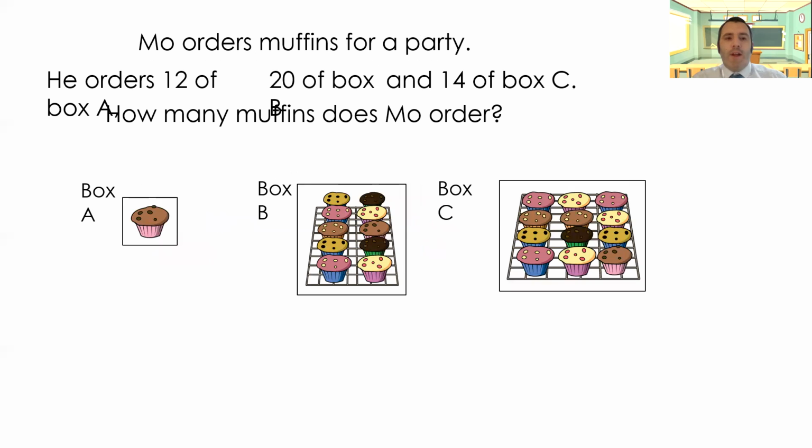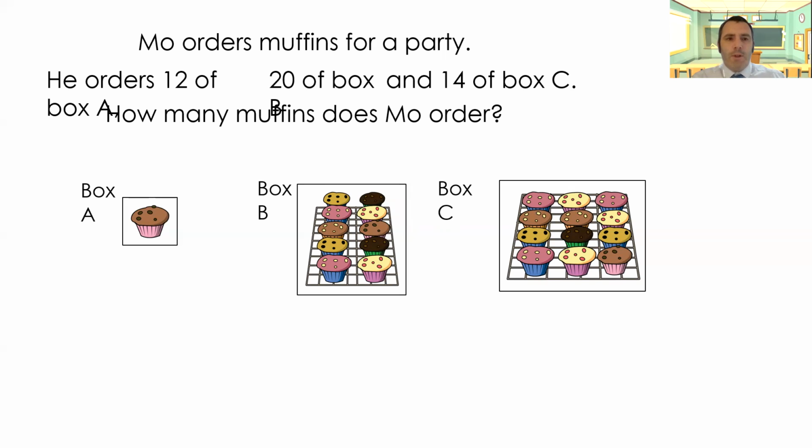So we're going to have a look at this one now. Mo orders some muffins for a party. He orders 12 from box A, 20 of box B, and 14 of box C. The question is asking us, how many muffins does Mo order? So we need to look at each box. How many muffins are in each box?